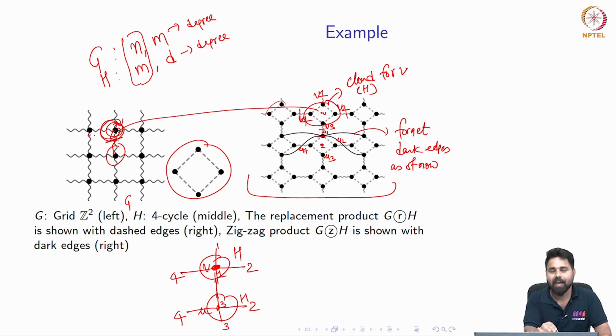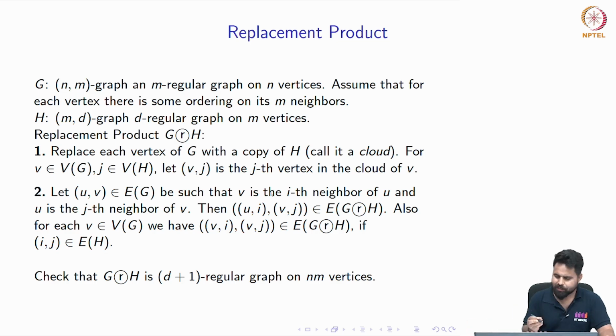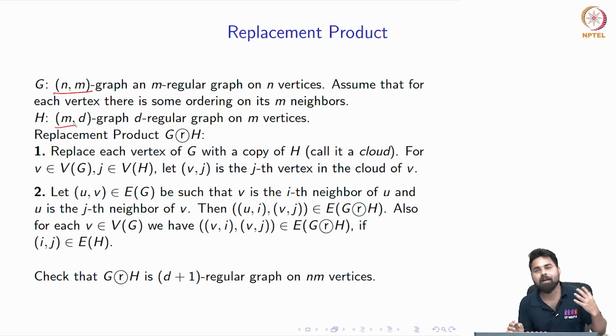Because we are replacing every vertex with a smaller graph, having the same number of vertices as the degree of the original graph, and the edges given by this. So let us formally define what we mean by replacement product. G is a graph on n vertices having degree m, and H has m vertices and degree d. Replace each vertex of G by a copy of H.